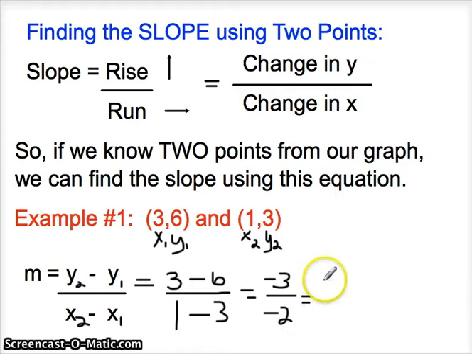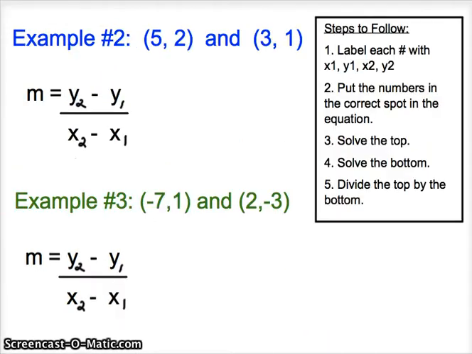If I simplify this, I end up with 3 over 2. The negative signs cancel out when you divide negative 3 by negative 2. So the slope of my line would be 3 over 2, or up 3 over 2 every time. Now let's try a couple more examples. Notice on this slide, there's also some easy steps to follow that will help you. Let's start example 2 and work through it together.